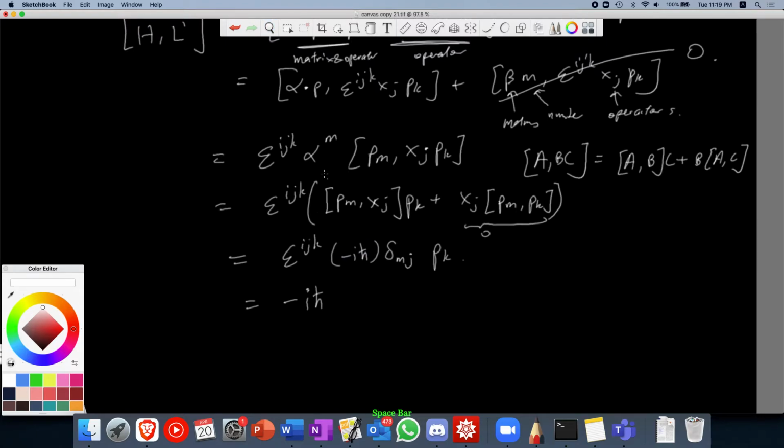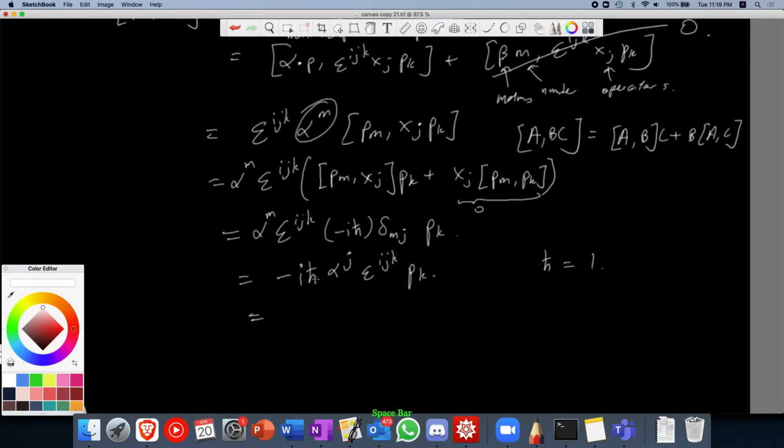Wait, sorry, I forgot this alpha m over here. So there's alpha m here. So it's alpha j, it's an ijk, pk, and this is equal to, oh okay, let h bar, in this case they use units where h bar is equal to 1, doesn't really matter, it's just a constant.